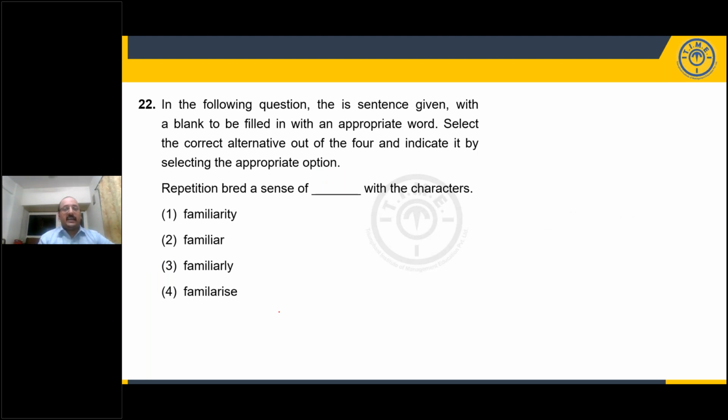Repetition bred a sense of dash with the characters. Now, when you repeat something again and again, you become familiar with the characters. Familiarity, that's the noun form. Familiar would be the adjective form. Familiarly would be the adverb form. And familiarize would be the verb form. So, again, this is something similar to what we have seen previously, different forms of the same word. So what do I need when I say a sense of? I need the noun form. So option number 1. Repetition bred a sense of familiarity with the characters.